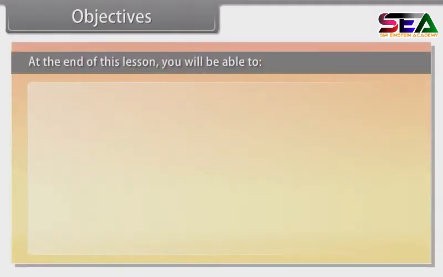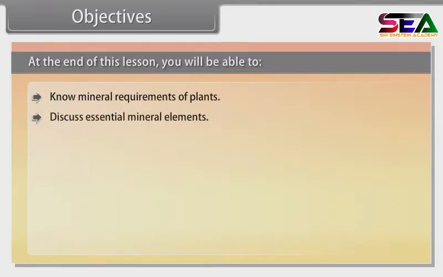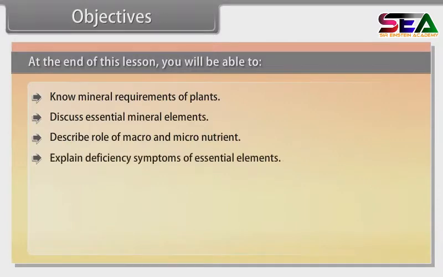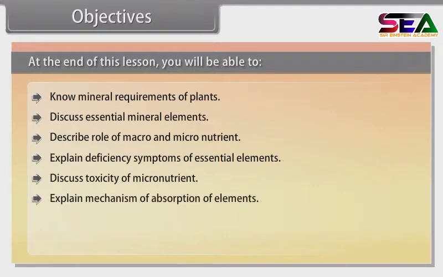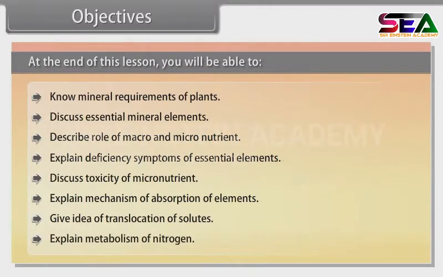Objectives. At the end of this lesson, you will be able to know mineral requirements of plants, discuss essential mineral elements, describe the role of macro and micronutrients, explain deficiency symptoms and essential elements, discuss toxicity of micronutrients, explain the mechanism of absorption of elements, give an idea of translocation of solutes, and explain metabolism of nitrogen.